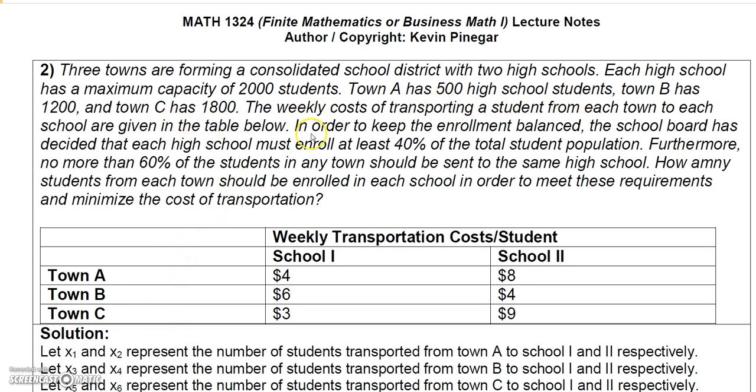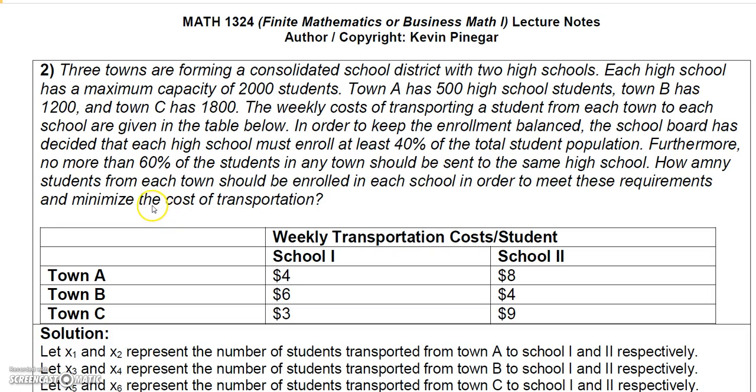And in order to keep the enrollment balance, the school board has decided that each high school must enroll at least 40% of the total student population. Furthermore, no more than 60% of the students in any town should be sent to the same high school. How many students from each town should be enrolled in each school in order to meet these requirements and minimize the cost of transportation?